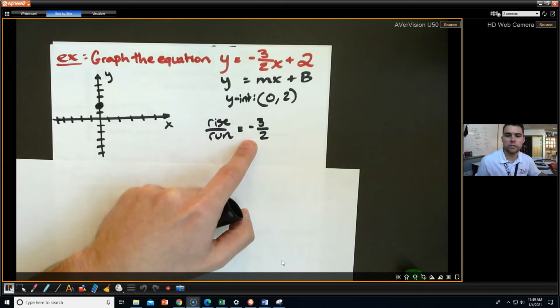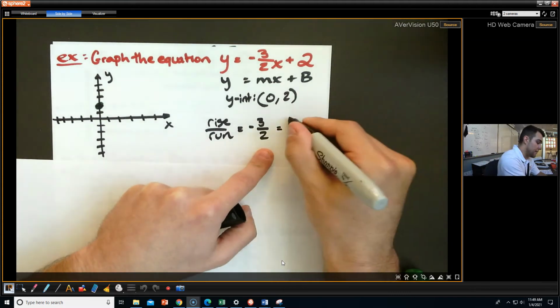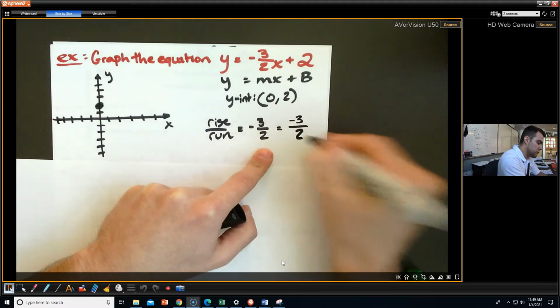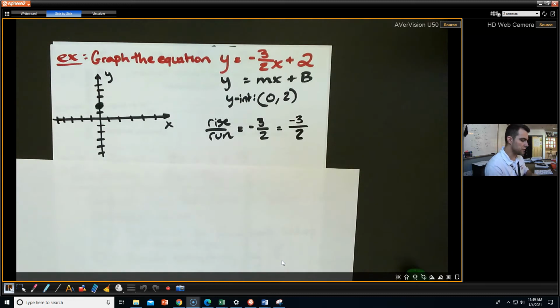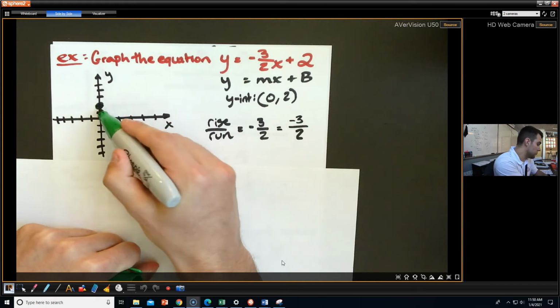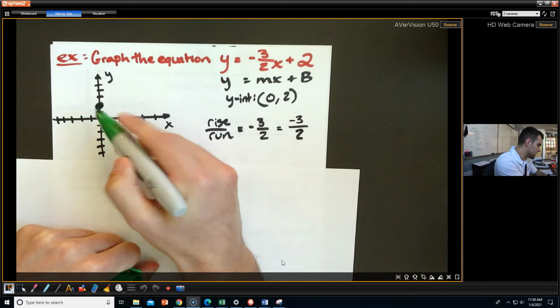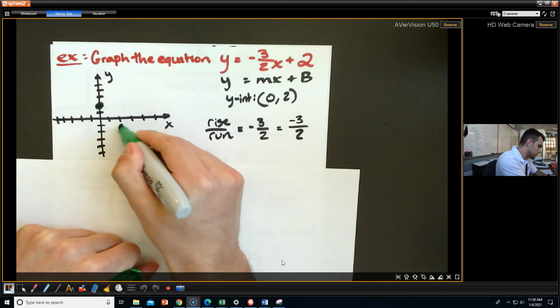So you get to choose. You can choose if you want the top or bottom to be negative. Let's just choose the top for this sake. So we'll have a negative 3 rise and a 2 run. So for my rise, starting from my y-intercept, I'm going to go down 3: 1, 2, 3. And then I'm going to go to the right 2 for my run: 1, 2.